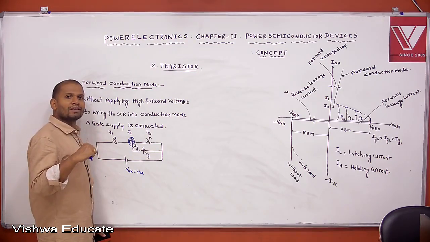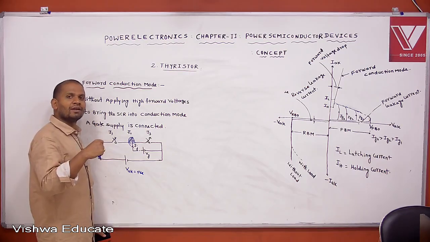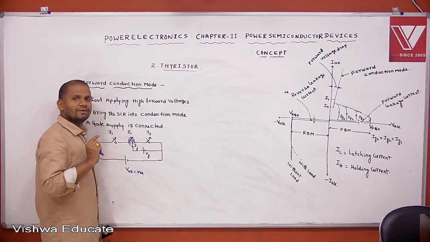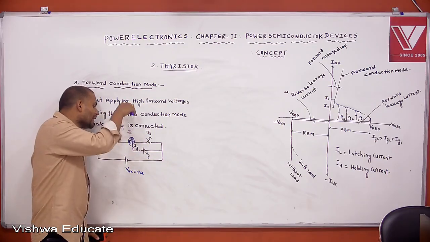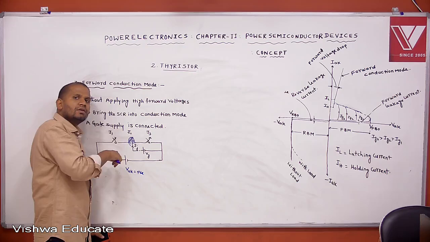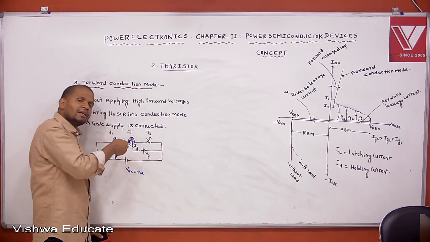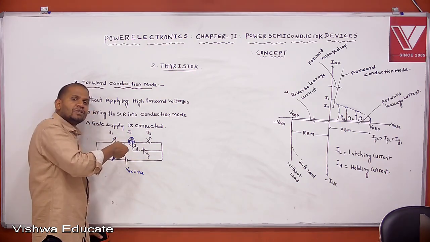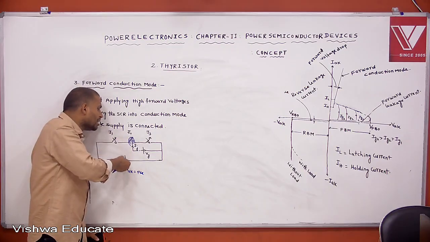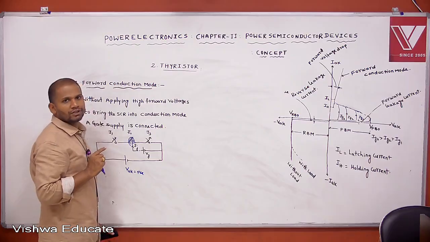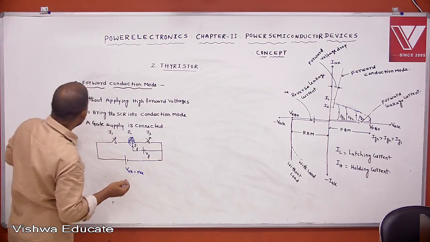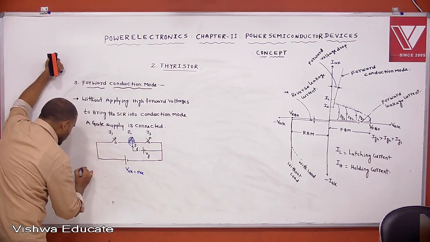Under forward blocking mode, if gate supply is given, what happens? This is the concept. Whenever gate supply is given, more number of carriers are injected into J2 junction. Because of the charge carriers, J2 junction width is reduced. Then with less forward voltage, J2 breaks down and SCR comes into forward conduction mode. Okay, that point you list out.